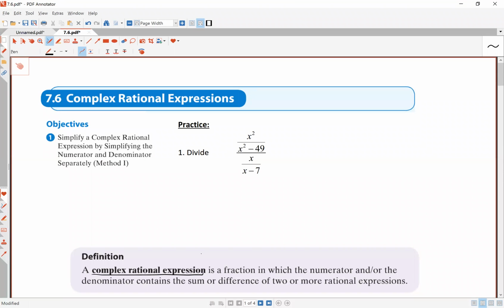expressions. So practice 1 is a complex rational expression where the numerator and denominator are single fractions themselves. And when we approach problems like this, we think of this just as division. We have the numerator as x squared over x squared minus 49. With this as the division bar, this is my numerator, and this is my denominator. So we divide by the denominator x over x minus 7.